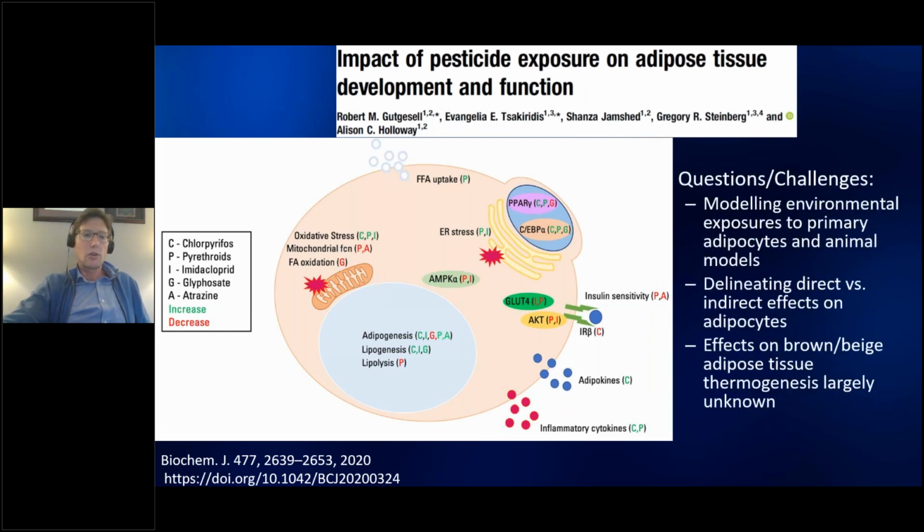Of course, a key question and challenge we found when reviewing the literature is that modeling environmental exposure to adipocytes in animal models was really limiting in many of these studies. Most of these studies were done at high concentrations, potentially using the 3T3-L1 model, which is obviously not an ideal model given its immortalized nature and fibroblast background. There are also many in vivo studies which made it difficult to delineate effects of these pesticides on obesity versus direct effects on adipose tissue. So we don't fully understand whether these things were having direct effects on the adipose tissue. Lastly, there is a paucity of information about how these pesticides might affect brown or beige adipose tissue thermogenesis.